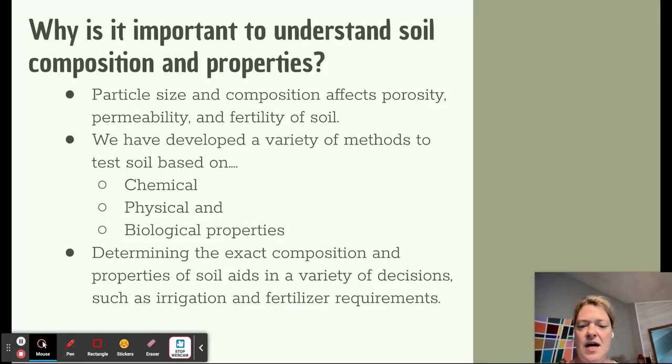Okay. And we use these tests or these methods to determine that exact composition of soil, like what are the different particles that make up soil, and how do the properties impact things like the amount of irrigation that we're providing for crops, especially, or even our yards, our lawns, and what are the fertilizer requirements for those areas as well. So, if we're trying to grow plants in areas, it's very important to understand that exact composition. And we're actually in our lab going to be figuring out the exact composition of a soil sample. And so we'll do that when we get into the lab.